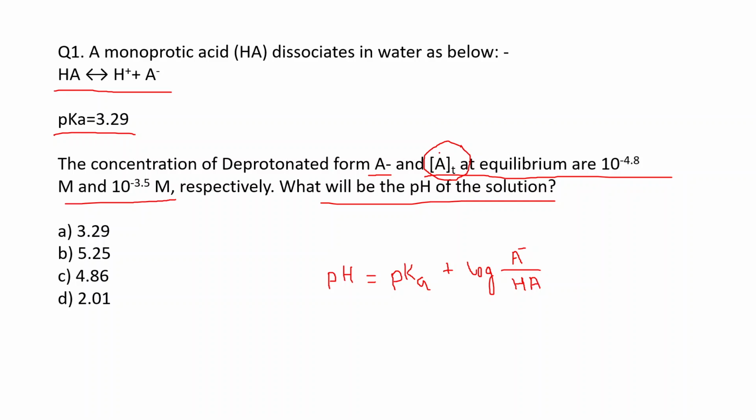Here A- is given. Now you can use the hint and find out HA. What is HA? What is A total? Let's see. A total is equal to... now you can find out HA and solve the question. I'll give the solution in a while. Please try to solve this question.